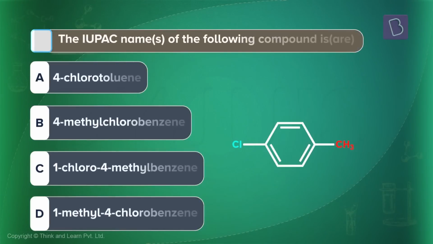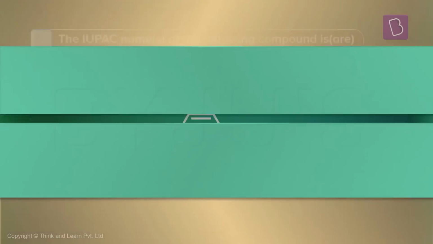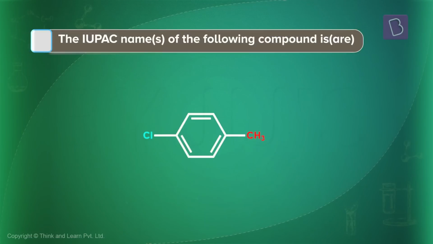To start with, we have this particular compound and we have 4 options from which we can choose one or more than one correct answer. So, the benzene ring has a chlorine substituent as well as a methyl substituent on diametrically opposite carbons. The first letter of chlorine happens to be the letter C, and the first letter of methyl happens to be the letter M. So keep this in mind. Between these two, how do we name them?